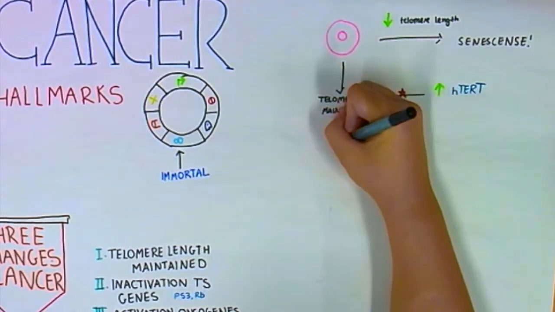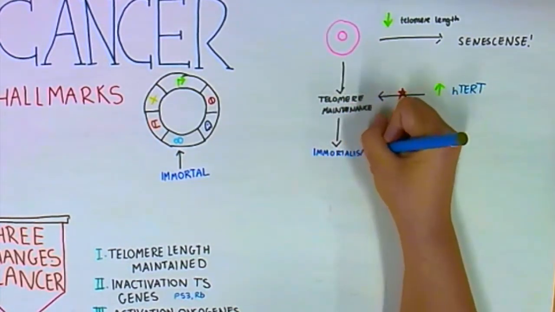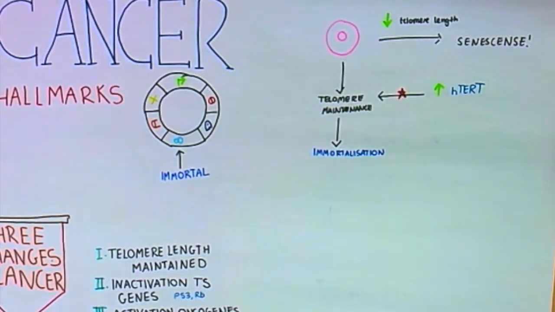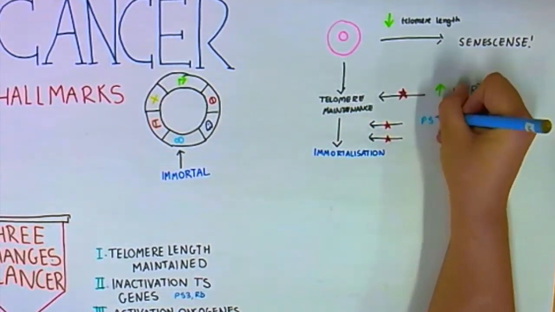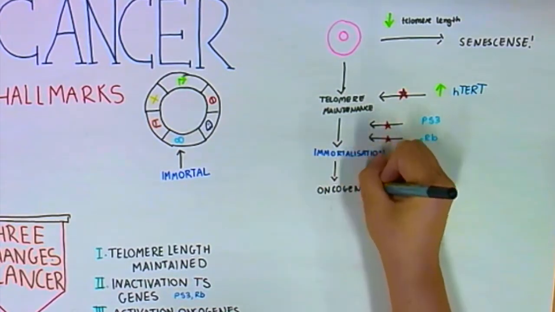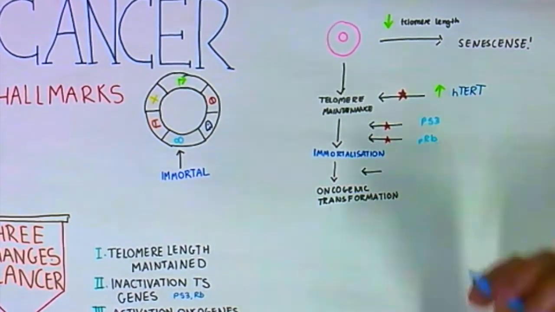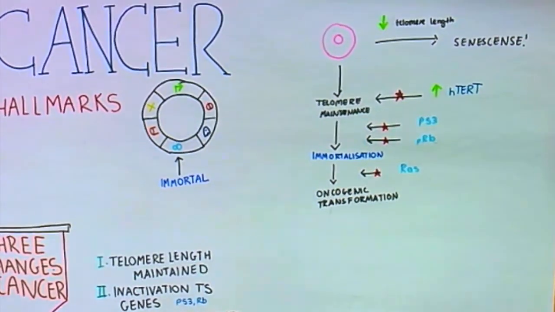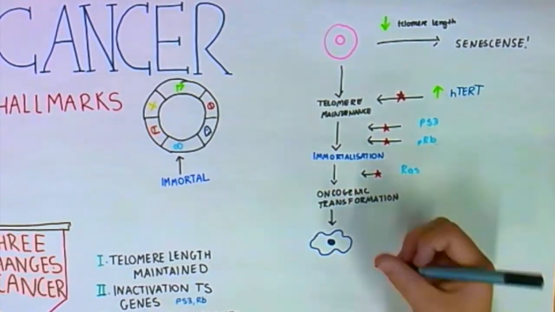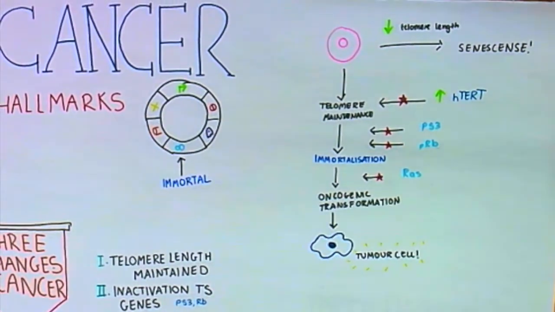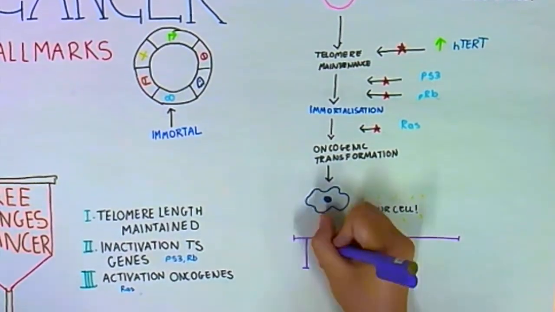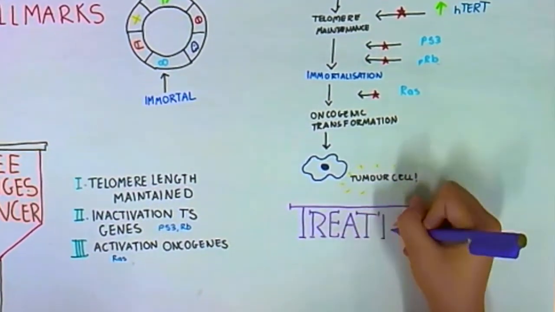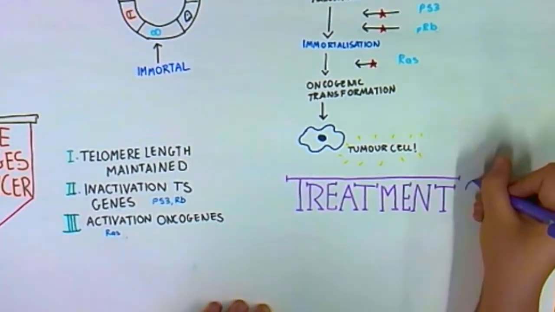The second change is the inactivation of tumour suppressor genes P53 and RB. Mutations in these genes stop the cell's normal response to DNA damage, which is apoptosis. The third change is the activation of oncogenes, such as RAS, which is essential in regulating the signaling of cell growth, proliferation and differentiation. Aiming to decrease the activity of telomerase, and therefore stopping the immortalization of mutated or cancerous cells, is now being looked at as a possible treatment for cancer.